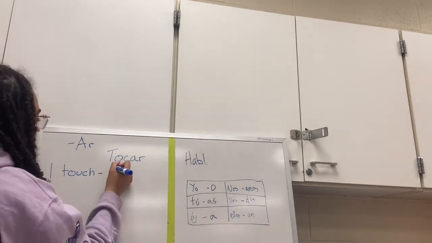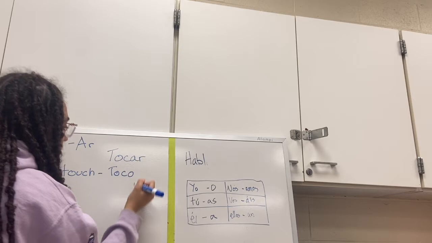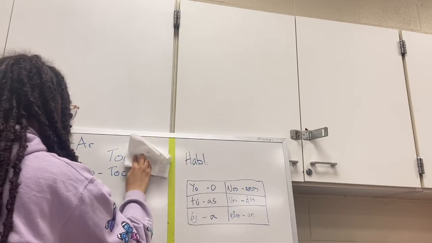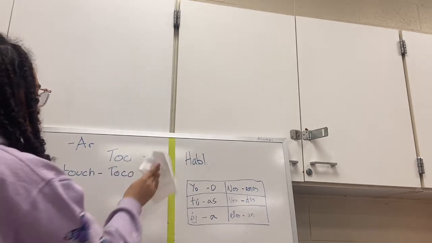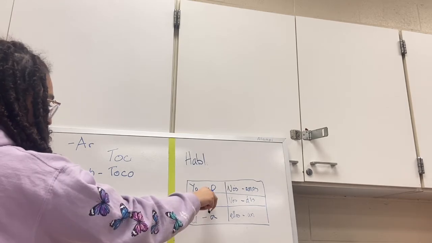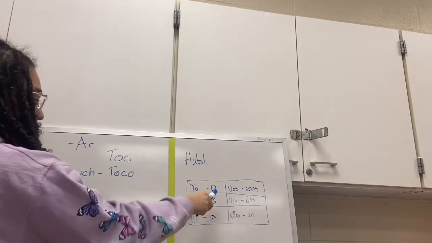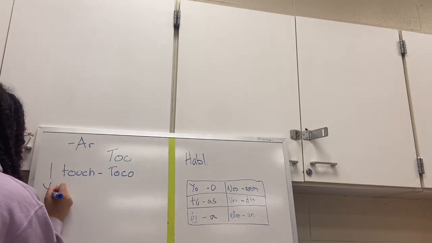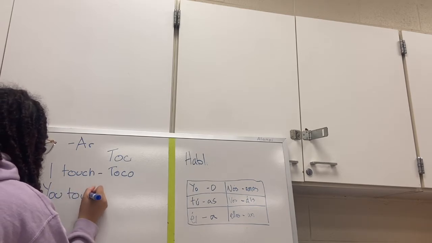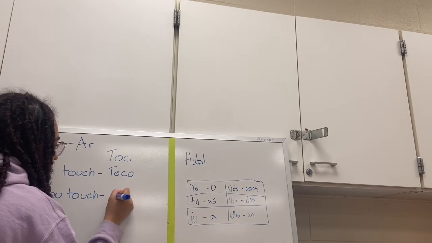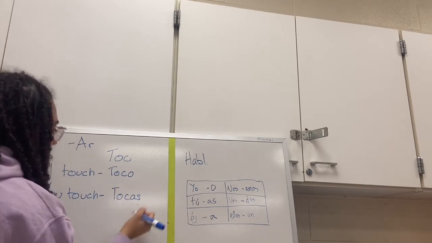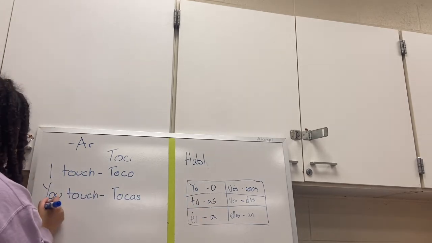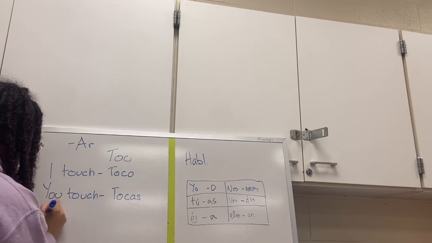We would do toco. Why would we do toco? Because tocar, we have the ending here. We can just take off this ending. And we pick up this ending because we're talking about yo. So I touch, toco. You touch would be tocas. So we have the as from here, it came from here. Alrighty, and then we have, let's just say he touches.